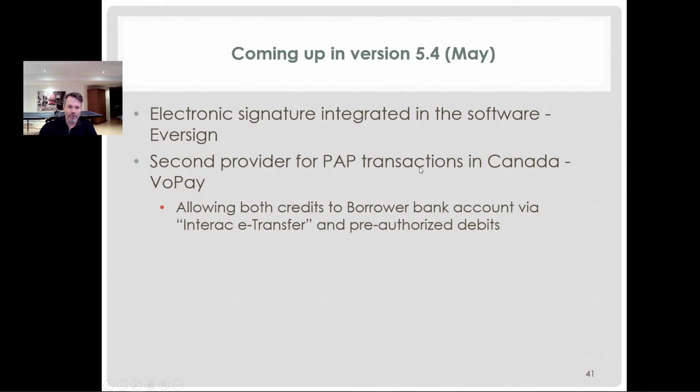In Canada, we will have a new partner called VoPay. Right now it's with Perceptech. Pretty much the same price as Perceptech, but an added benefit is the Interac e-transfer, so you can send money to your customers. I believe it's up to $25,000, something like that, but that's to discuss with the people at VoPay. And of course, it does pre-authorized debits. It works both ways.